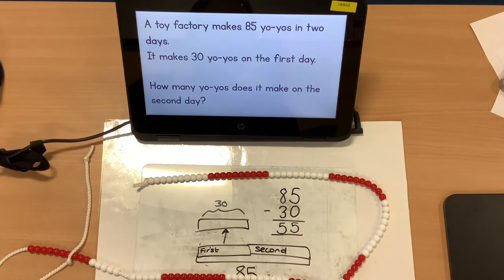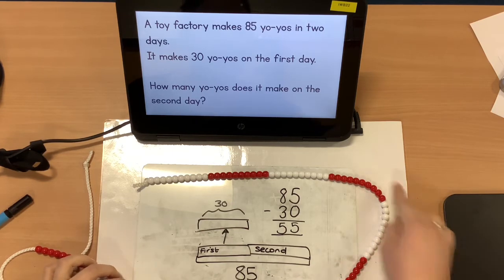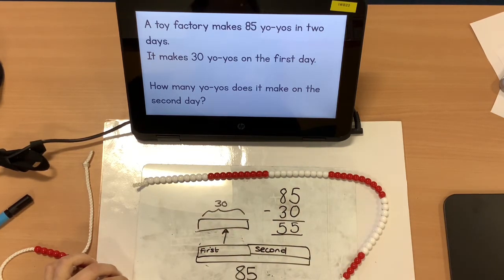So I know that 55 yo-yos were made on the second day, because I know that I had 85 altogether, and if I removed from that 85 the 30 I knew were made on the first day, then the amount left behind must be the second day. And again, on my bar model, I removed the 30 from the first day, and it left me behind the second day.